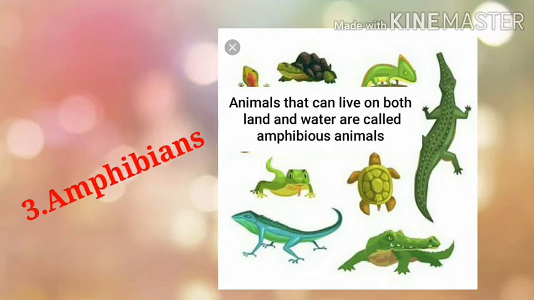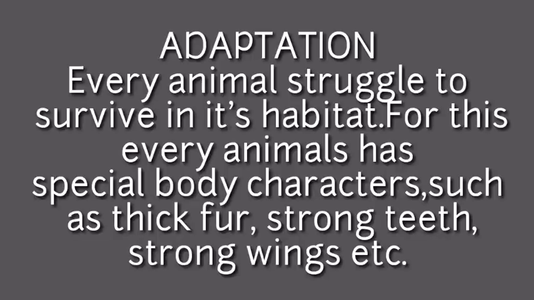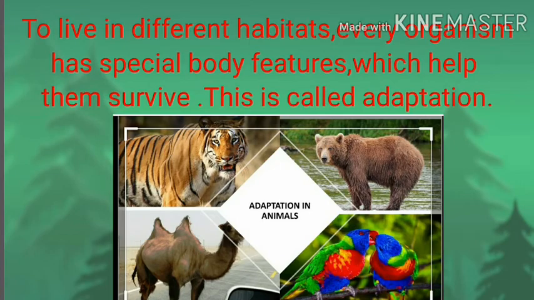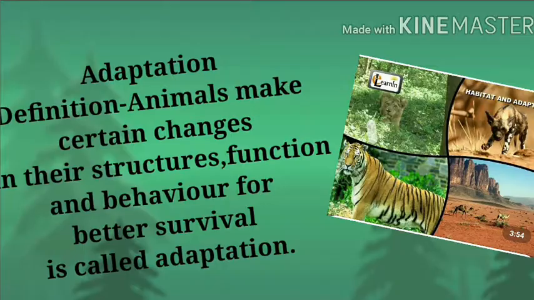Adaptation. We know that every organism have different body structure which help them to survive in the different habitats. So these are called the adaptive features. So their body structure help them to live comfortably in their particular habitat. Adaptation can be defined as the certain changes in their structure, function and behavior for better survival.